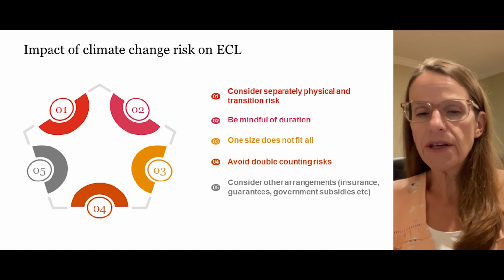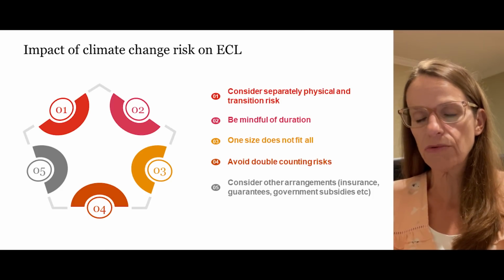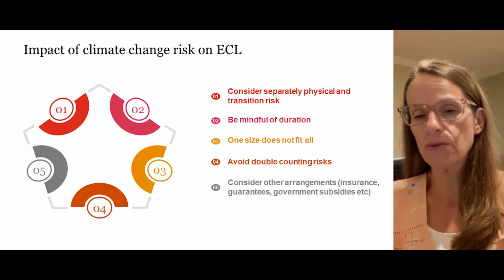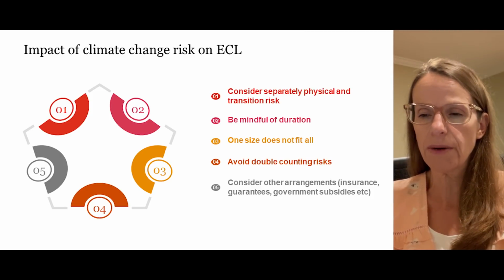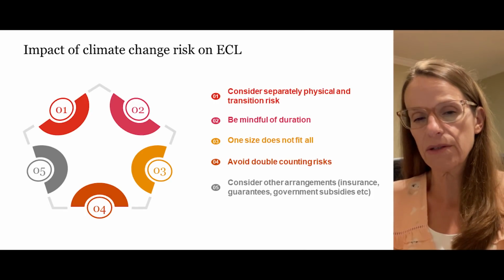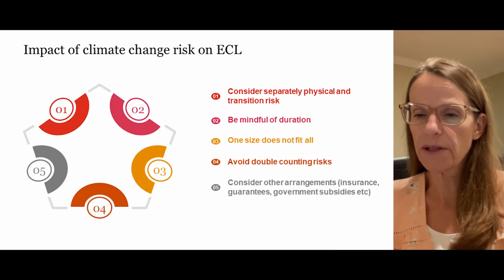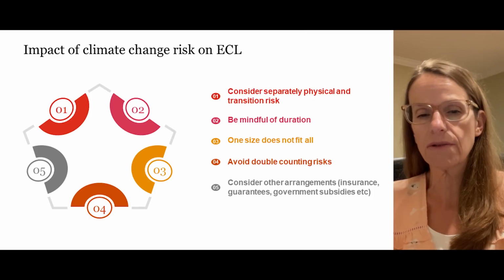Number 5, entities need to consider other arrangements like insurance, guarantees, government subsidies, or any other sources of recoveries, including how those sources or those arrangements are structured, but also how their providers are actually thinking about those evolving climate risks. Now, we know that these ECL considerations are certainly important to banks, but are also important to corporate lenders, particularly those with exposures to industries that are most significantly affected.